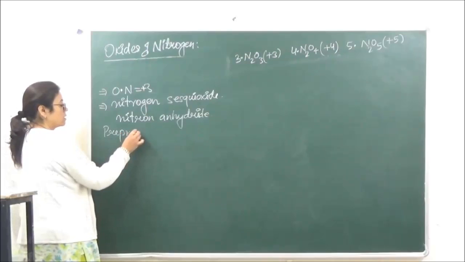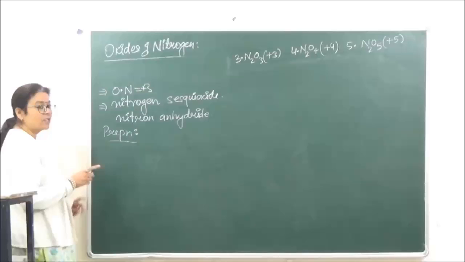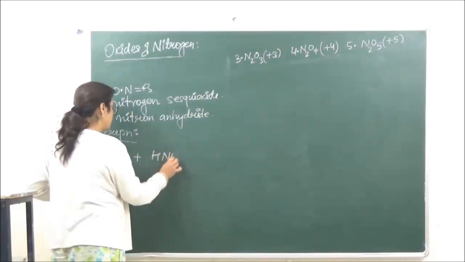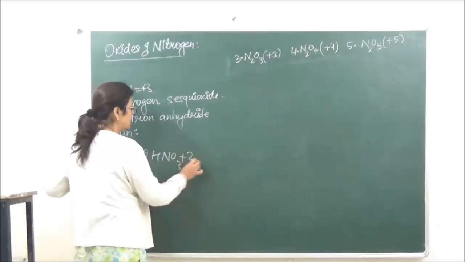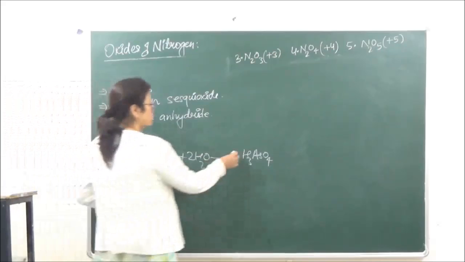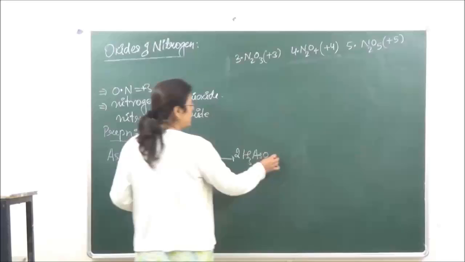किस तरह से हम इसको prepare करते हैं? It is prepared by the reduction of HNO3 by As2O3. Arsenic oxide के साथ हम इसे react करेंगे. So we have arsenic oxide plus nitric acid. The reaction takes place in presence of water to give us arsenic acid plus we are going to get nitrogen trioxide.